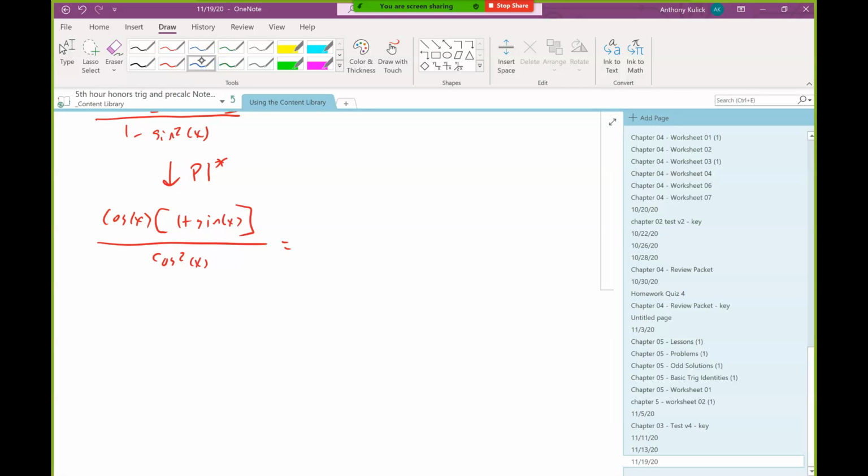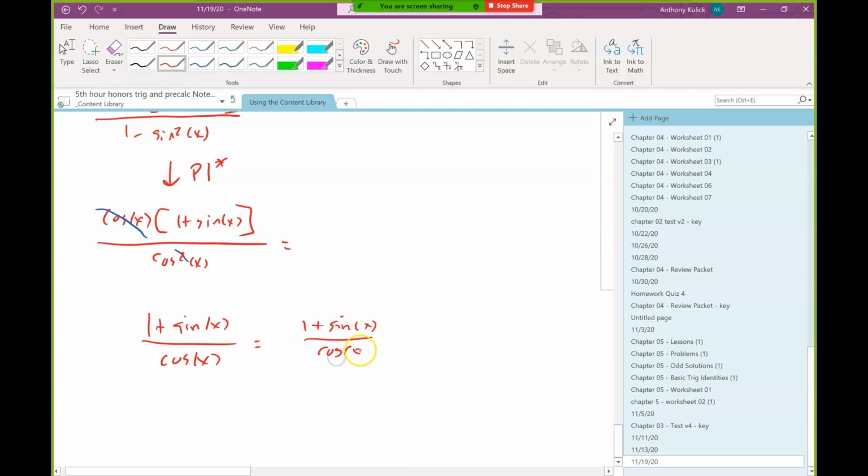Now I notice that I have a cosine times 1 plus sine in the numerator and a cosine squared in the denominator. Since everything is in factored form, I can reduce. So the cosine on top is going to cancel with one of the cosines in the bottom. And I'm left with 1 plus sine over cosine, which is exactly where I wanted to end, excuse me.